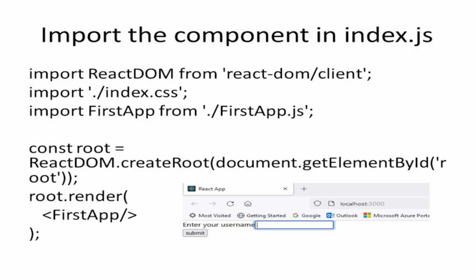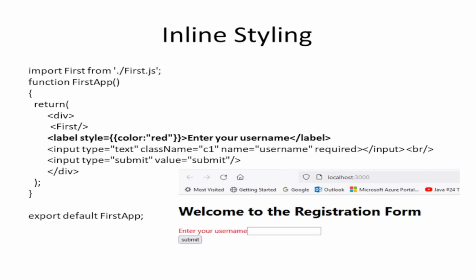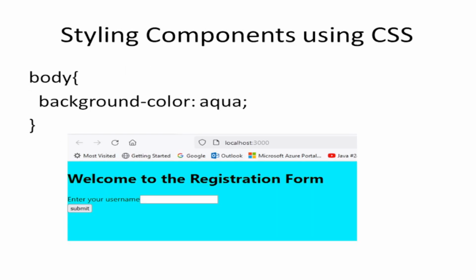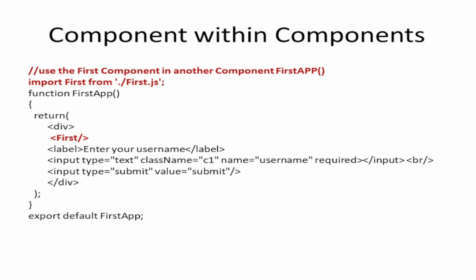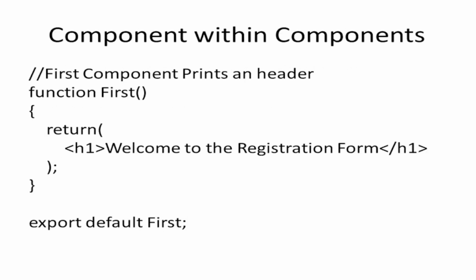So even before going into that final exercise, there are a lot of things to complete. Inline styling we have done. There's one more thing I want to complete, that is component within components. So what do you mean by component within component? You can call a function within another function, right? A series of nested function calls can happen here.